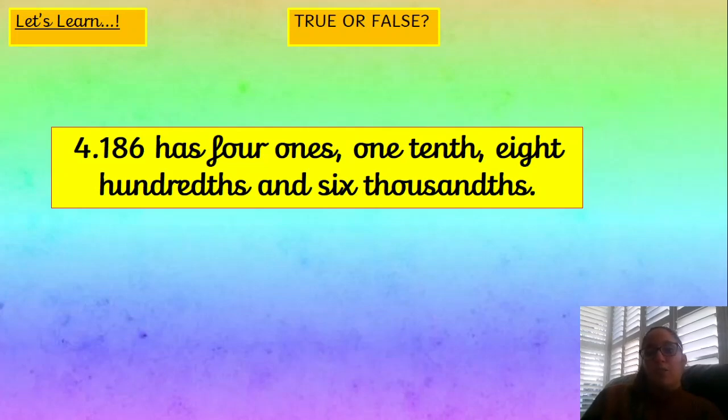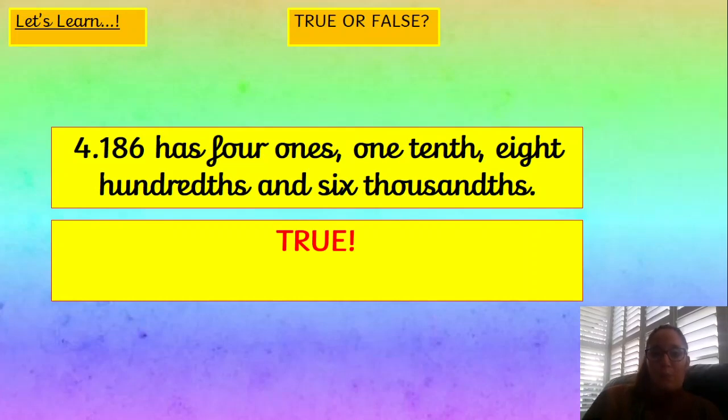Okay, true or false? 4.186 has 4 ones, 1 tenth, 8 hundredths, and 6 thousandths. Okay, that one is true. Brilliant.